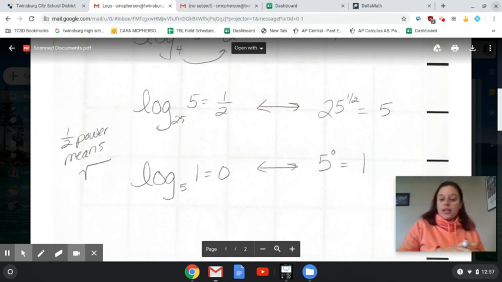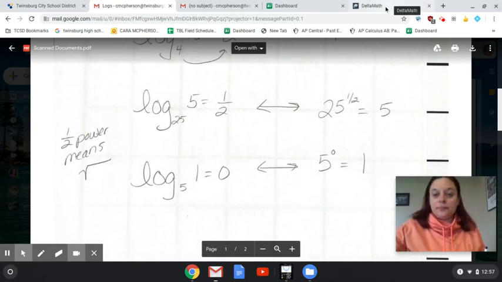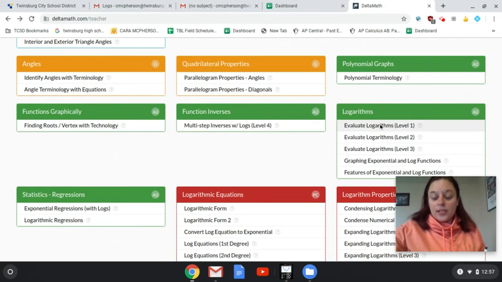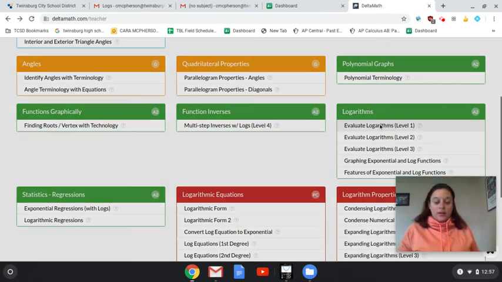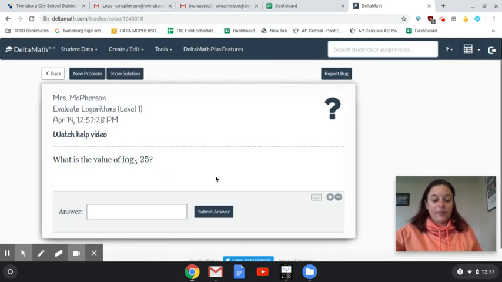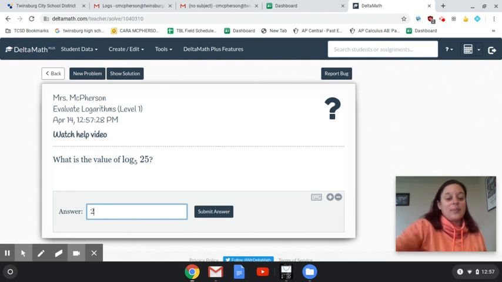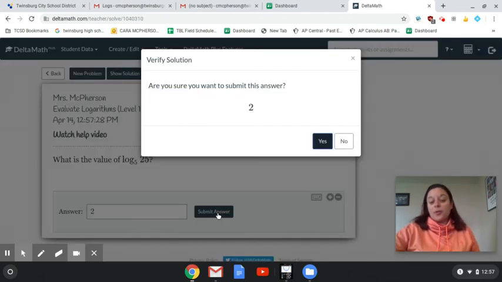So to show you what it looks like on Delta Math, you're going to have ones that fall into this category. They're called evaluate logarithms. It's going to ask you to find the value of log base 5 of 25. So what this is asking you is 5 to what power is 25? Again, having a calculator close by really helps with the guess and check. 5 to the second power is 25. And you're going to put your answer in like that.